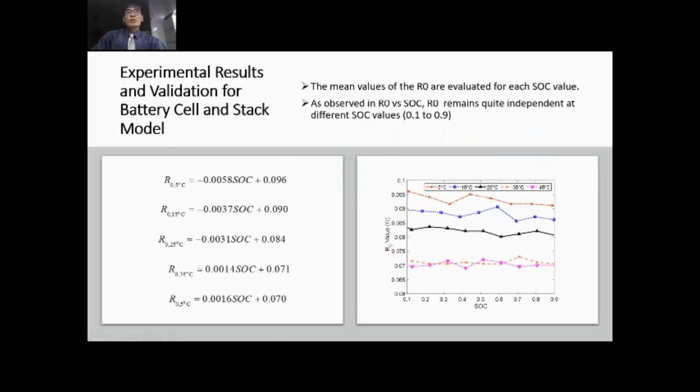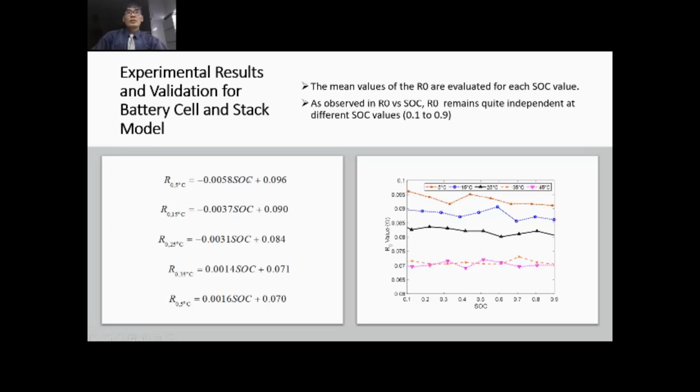For the experimental results and validations for the battery cell and the step models, you can see that the mean values of R0 are estimated at each SOC value. This is R0 versus SOC at different temperatures. This temperature, take note, is the ambient temperature. Observed in the R0 versus SOC, R0 remains quite independent of the SOC. So it's quite independent.